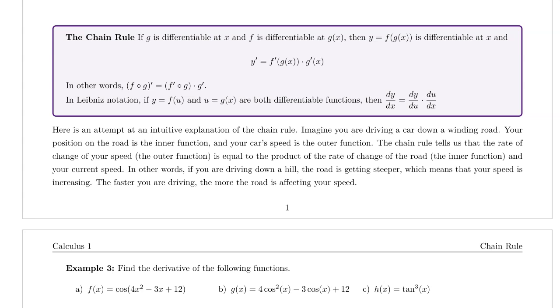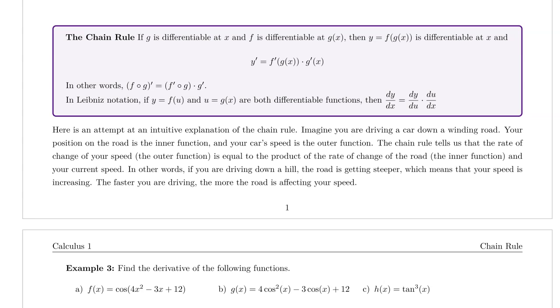Here's an attempt at an intuitive explanation of the chain rule. Imagine you are driving a car down a winding road. Your position on the road is the inner function and your car's speed is the outer function. The chain rule tells us that the rate of change of your speed, the outer function, is equal to the product of the rate of change of the road, the inner function, and your current speed.